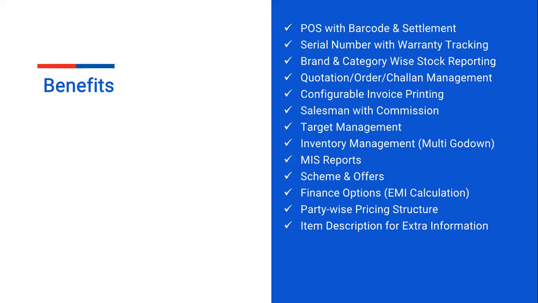Item description for extra information. If you have an extra description for your item, like a Godrej TV has an item description like its colors, its description like its model number, everything extra information can be maintained in item description. We have an option in Busy. You can maintain item description for extra information in Busy.